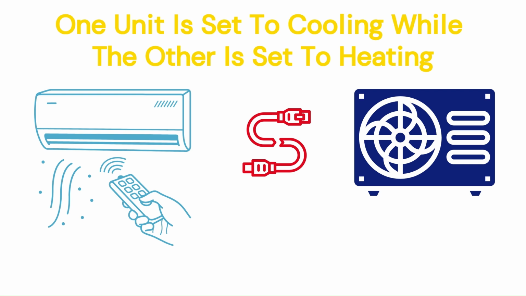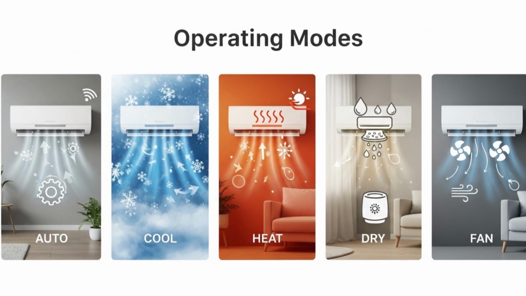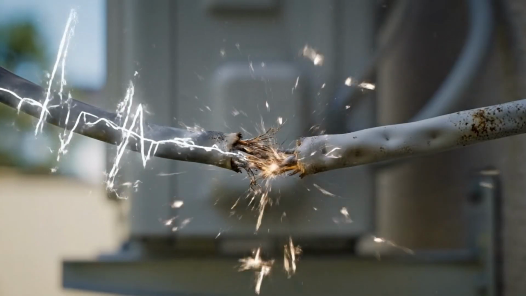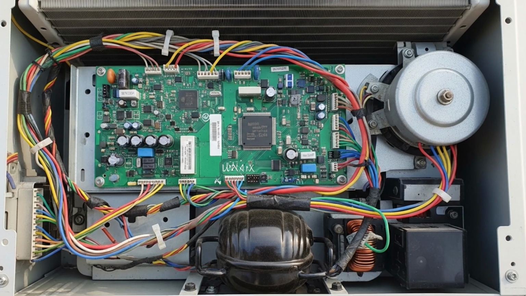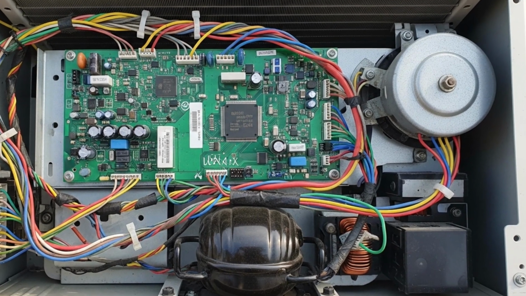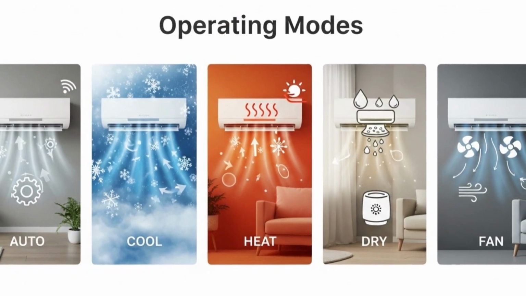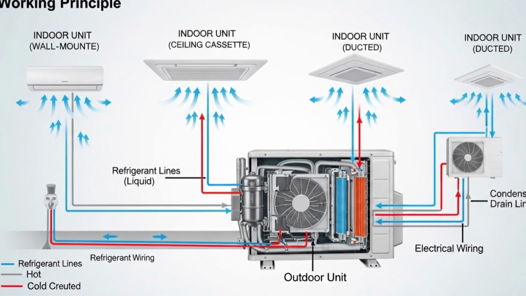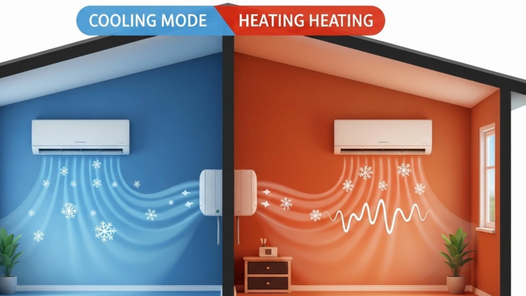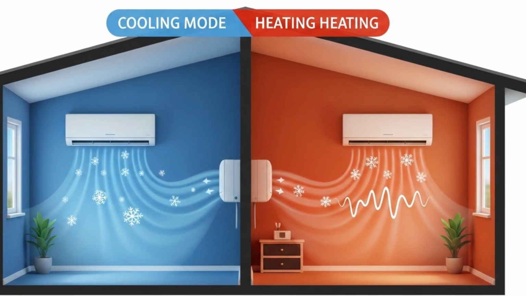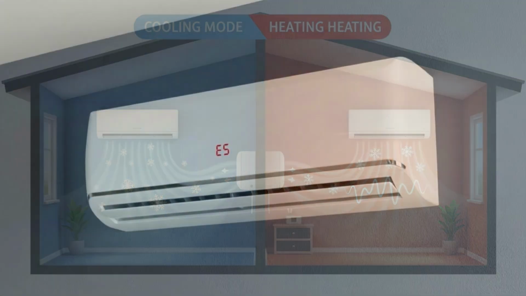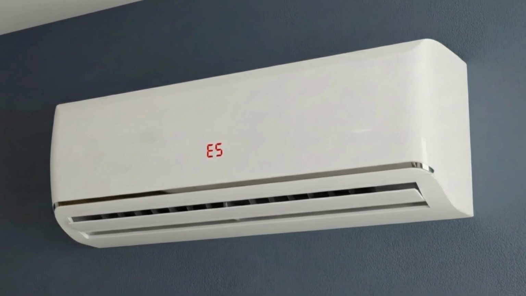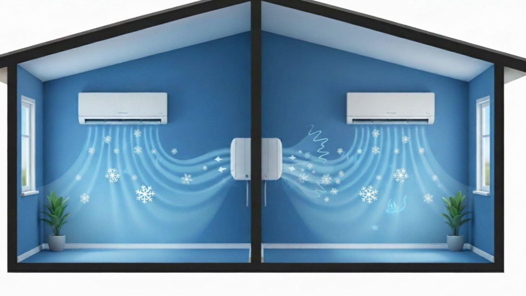This can happen for three main reasons: mode conflict on mini-split systems, communication wire problem, or a faulty control board. Let's start with the most common one, mode conflict. If you have multiple indoor units and one is set to cooling while another is set to heating, the system gets confused and shuts down with E5. So check every indoor unit and make sure they're all in the same mode.